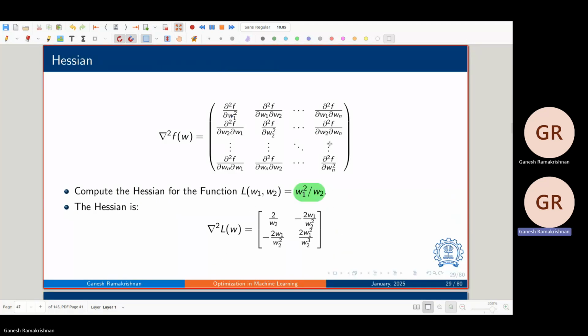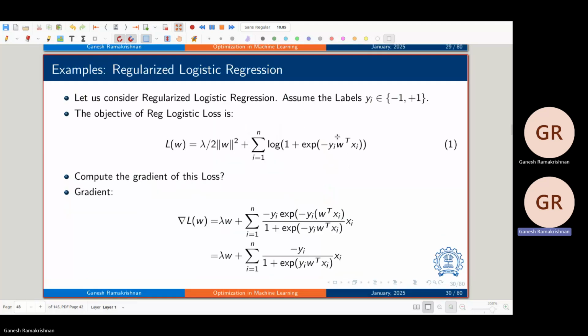For example, if you have to look at the Hessian of W1 squared divided by W2, you need to look at all the mixed partial derivatives: W1, W2, W2, W1, which should be the same, and twice differentiability with respect to W1 and W2. Right?